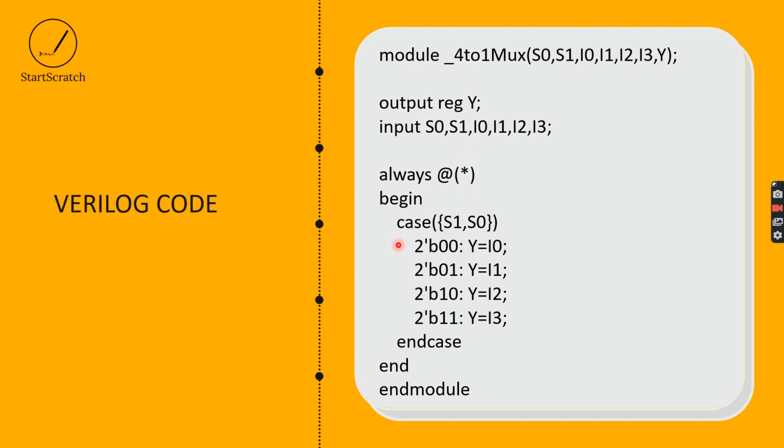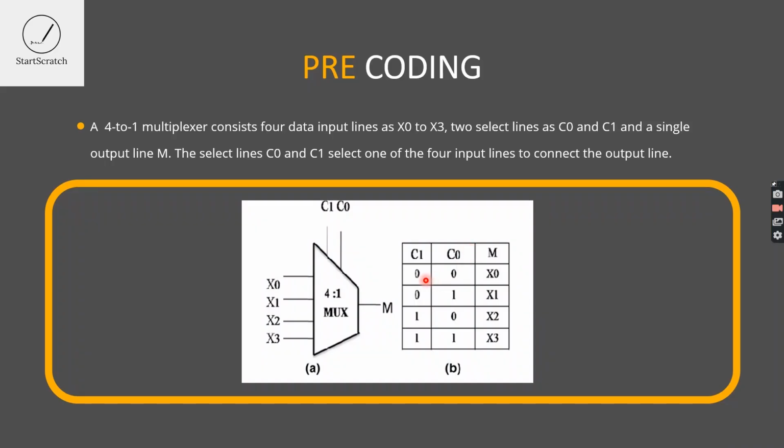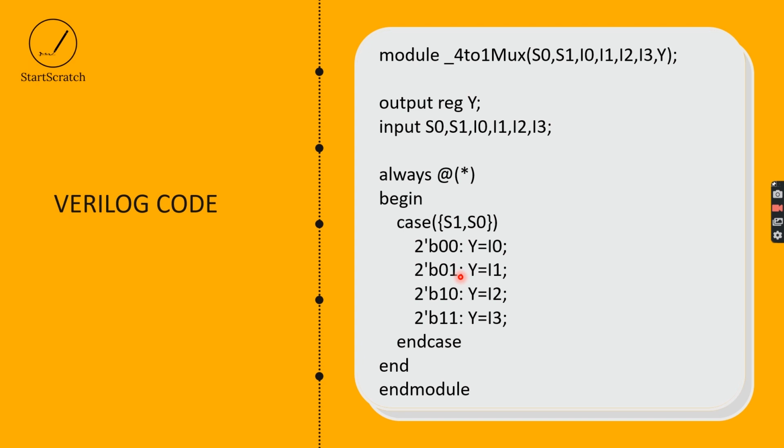Now I introduce the case statement, and in the case statement I introduced a concatenation operator to get the combined value of the selection line. Like say here you are getting 0 0 as a selection line. You will be getting to know how it works in the schematic part of the video.